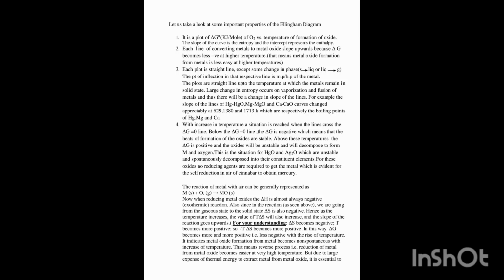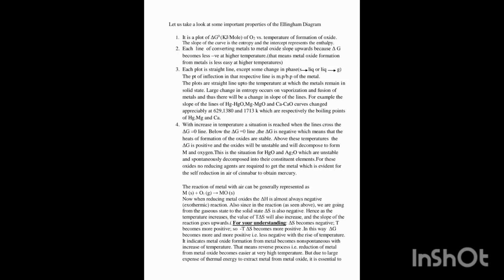For your understanding, delta S becomes negative, T becomes more positive, so minus T delta S becomes more positive. In this way, delta G becomes more and more positive, less negative, with the rise of temperature. It indicates metal oxide formation from metal becomes non-spontaneous with the increase of temperature. That means the reverse process, reduction of metal from metal oxide, becomes easier at a very high temperature.